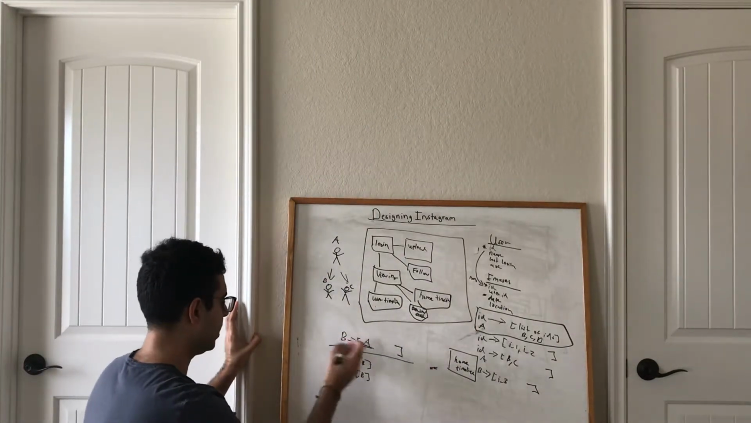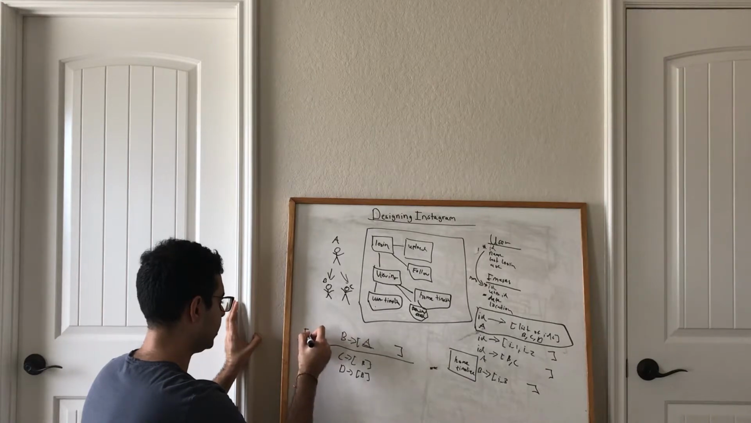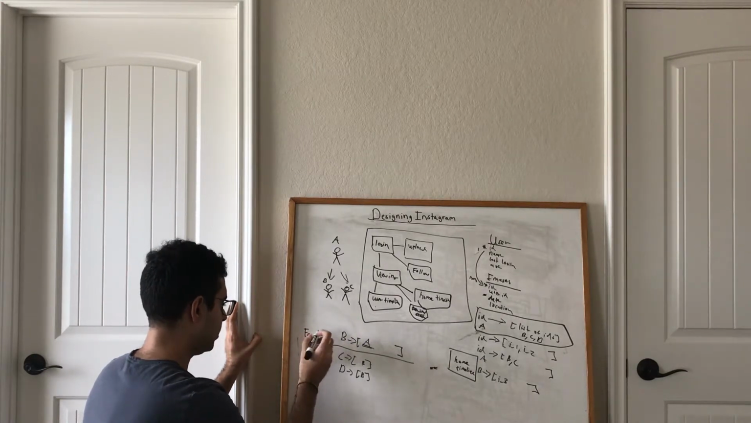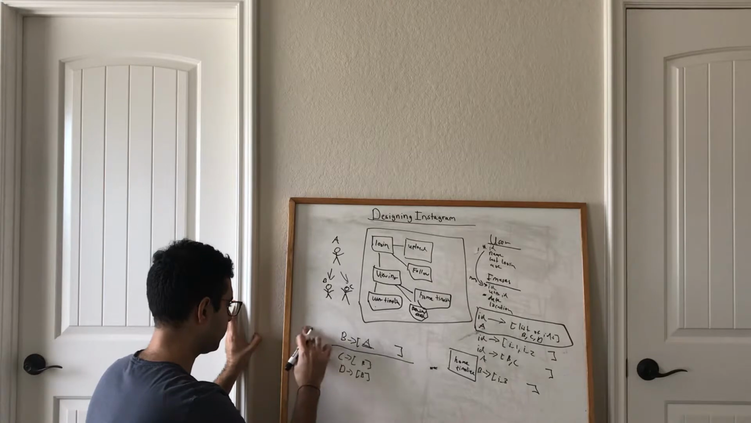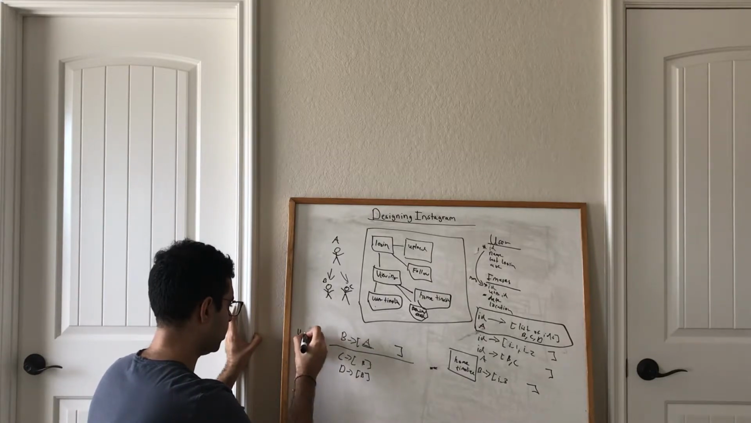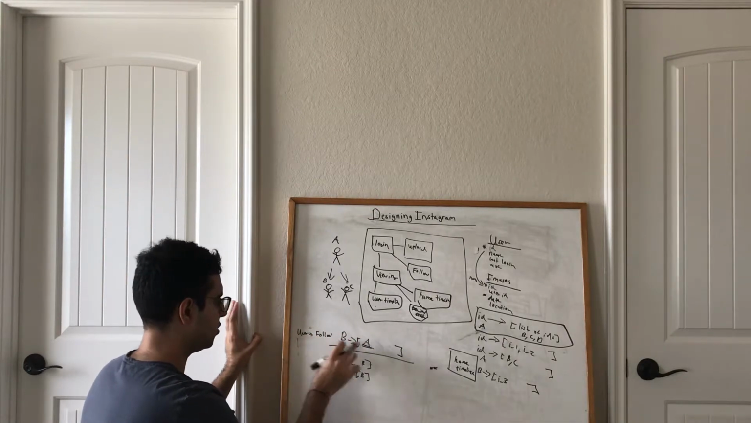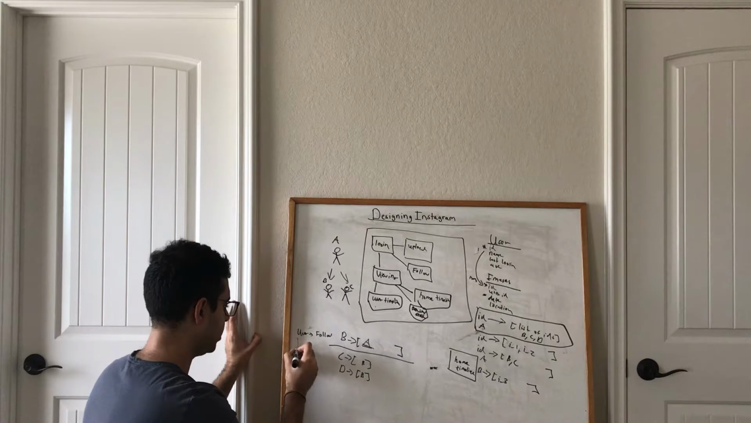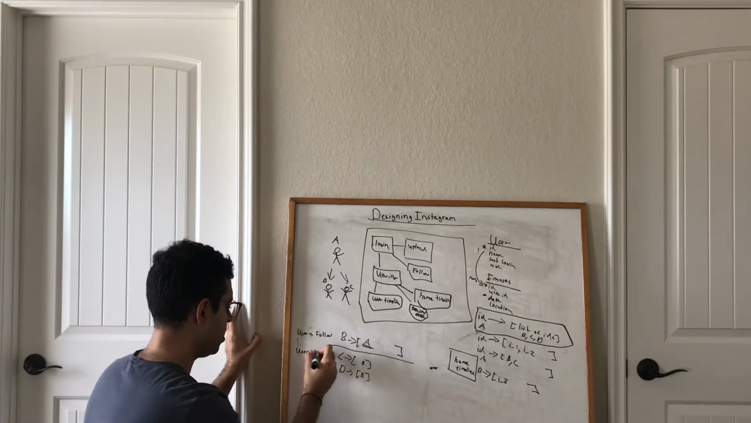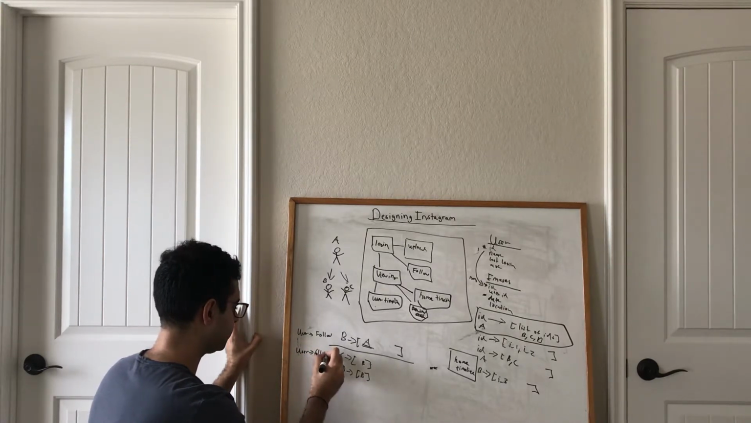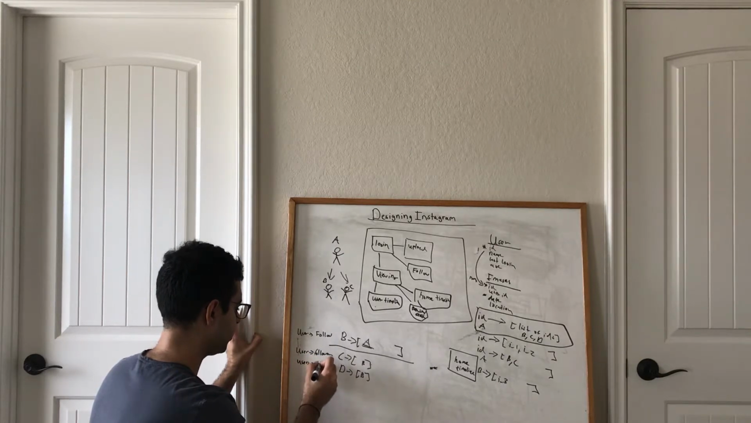So let me just write this down. So this is user to follow. So this is saying this user follows these people. This will be user to followers. This would be users to followers.